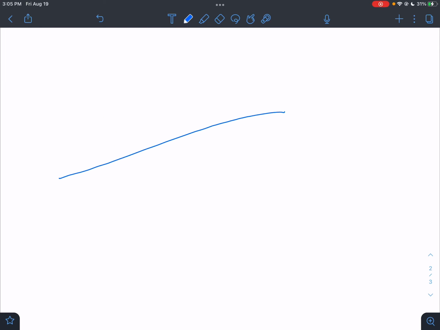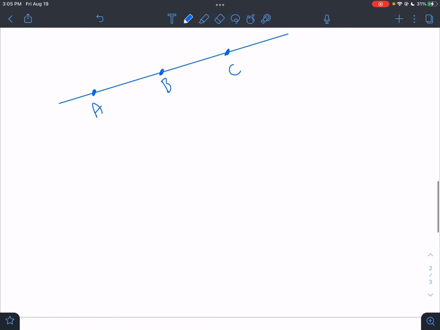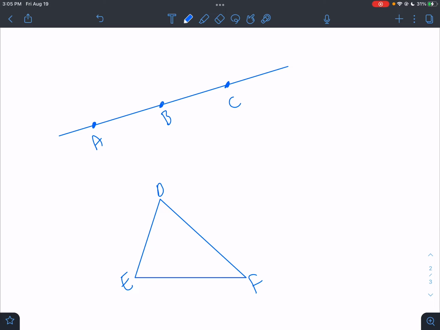So if I have a line, draw it fresh a little bit. If I have point A, point B, and point C, how many planes hit those 3 points? The answer is infinite. Infinite planes hit A, B, and C. What if I configure it a different way? What if I make a triangle? What if I have, we'll call it D, E, and F? How many planes hit all 3 points D, E, and F? That answer is one flat surface. So infinite planes hit a line, only one plane hits a triangle.